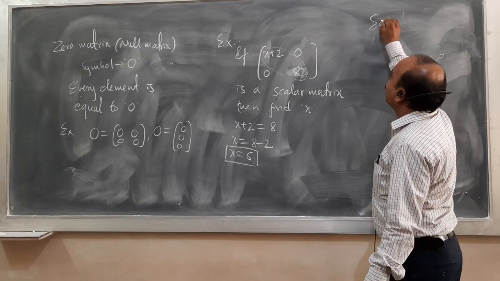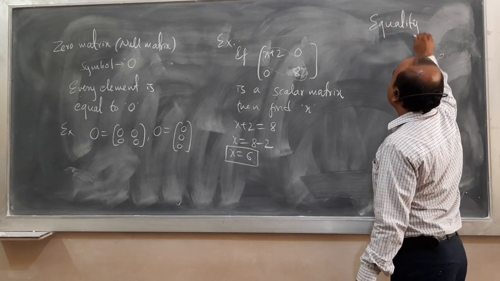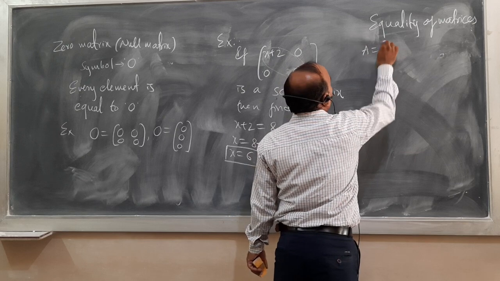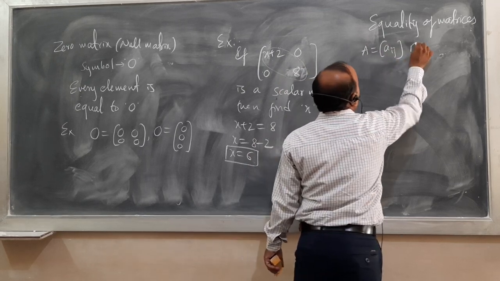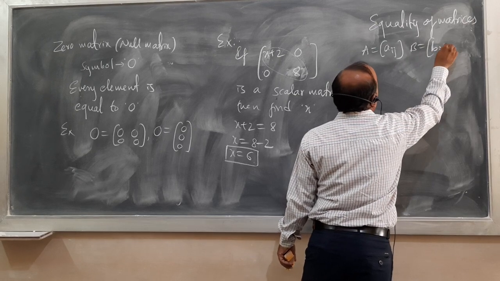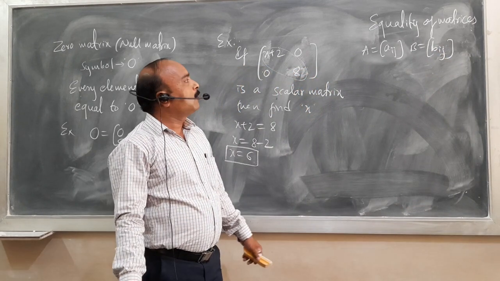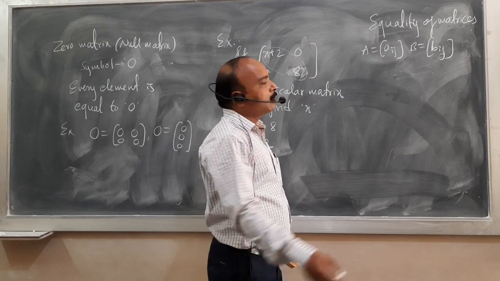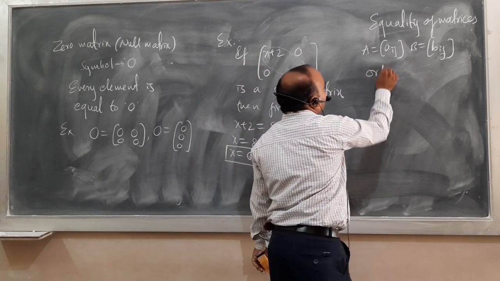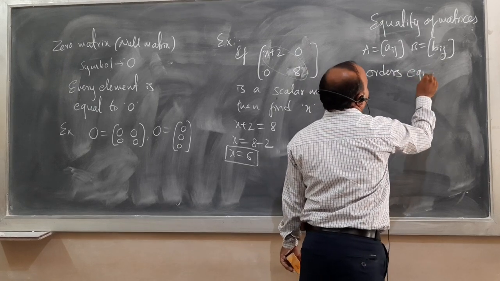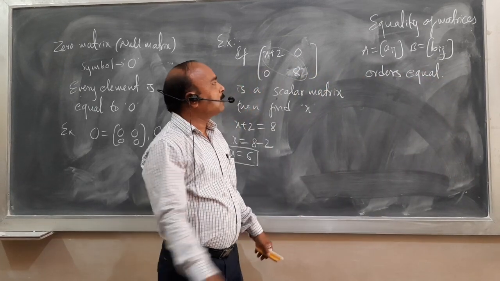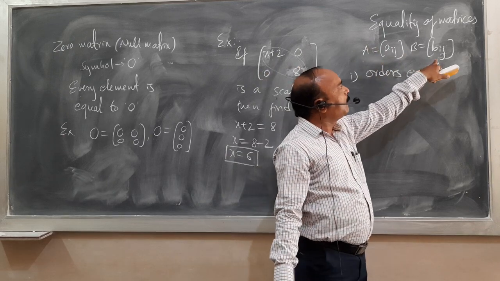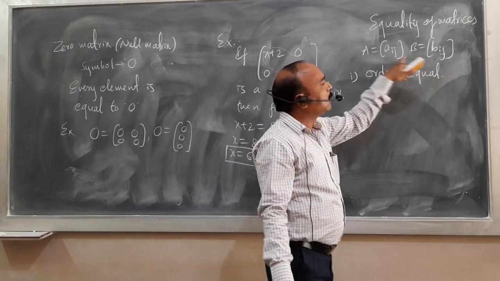Next we go for equality of matrices. Equality of matrices. The two matrices A equal to Aij and B equal to Bij are said to be equal only when under two conditions. The condition number one is the orders of the two matrices A and B should be equal. Orders should be equal. And second condition is the elements of A must be equal to corresponding elements of the matrix B. Then they are said to be equal matrices.